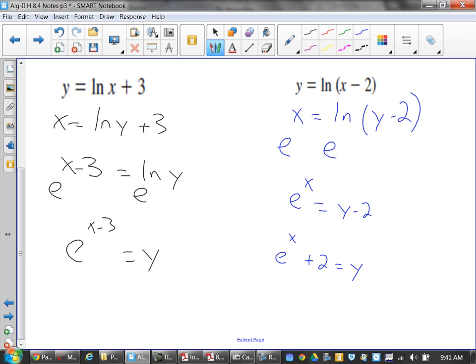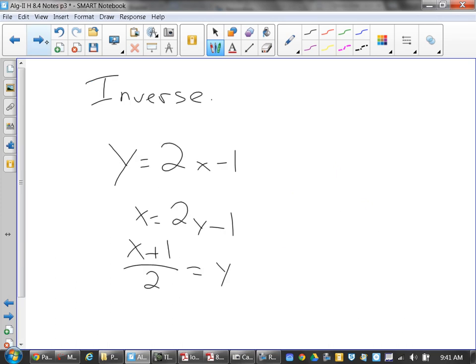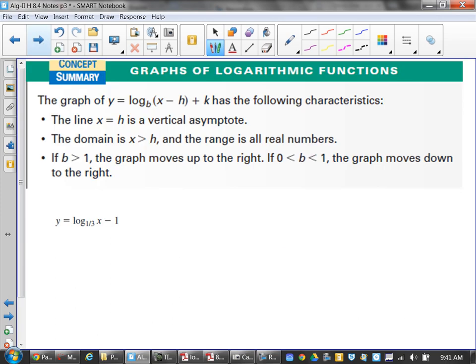All right, graphing. Graphing, where things will start to get a little bit more involved. What's going to happen here with graphing is that log graphs all have the same things going on.